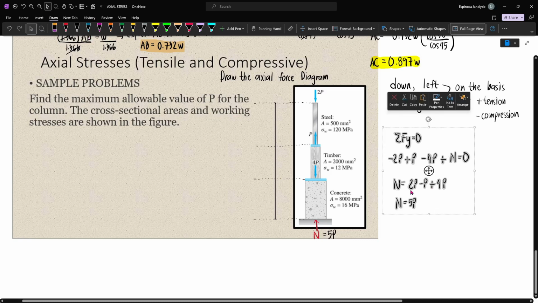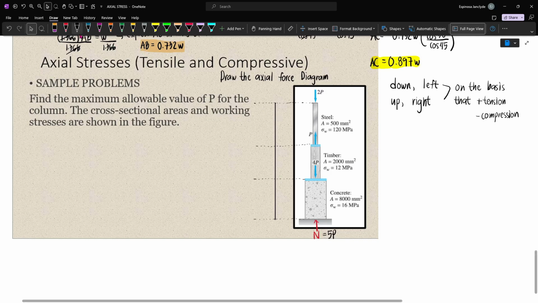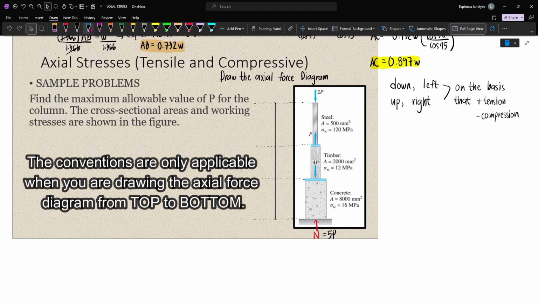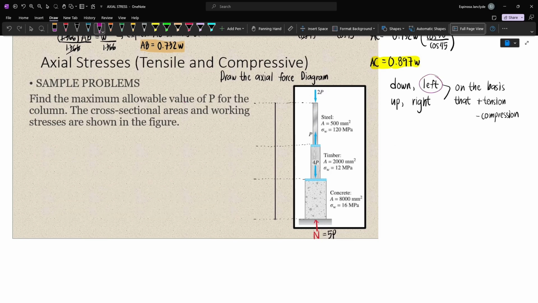Now that our body is in equilibrium, we can already draw our axial force diagram. Again, we'll consider left as the negative side, while right as the positive side. Note that you can only apply the conventions discussed if you are going from top to bottom. And then for the horizontal orientation, you can only apply the conventions if you are going from left to right. Now you have to take note of this. And so considering the topmost part of the steel section, we have 2P moving downward. And so we'll move to the left. From the 0 line, we will move 2 units to the negative side. And so that will be minus 2P.